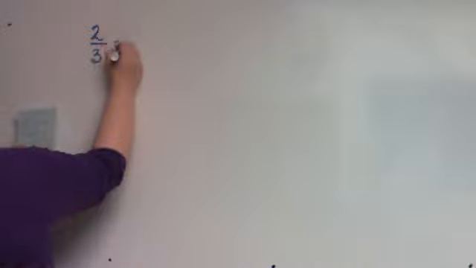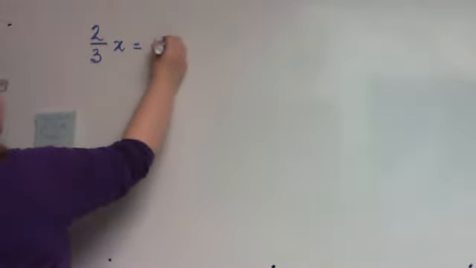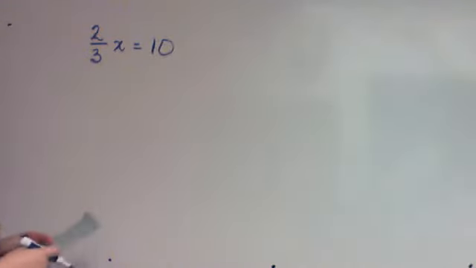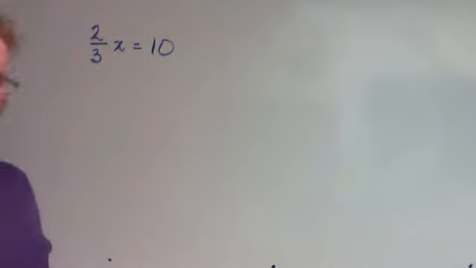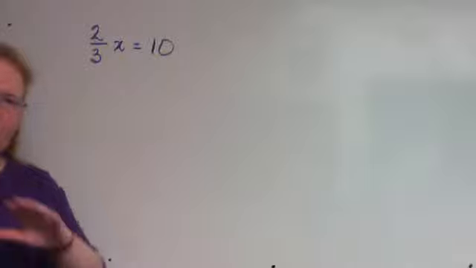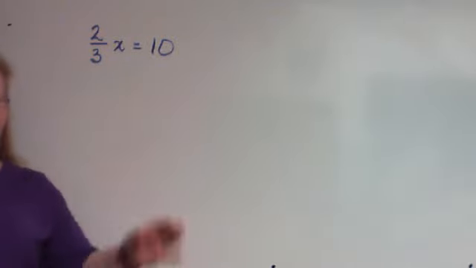Two over 3x is equal to 10. Now I know you're saying this isn't that difficult for me, but there are 2 different ways you can do this, and I need you to pick whichever one you like best. I don't care which one it is. It's entirely up to you.